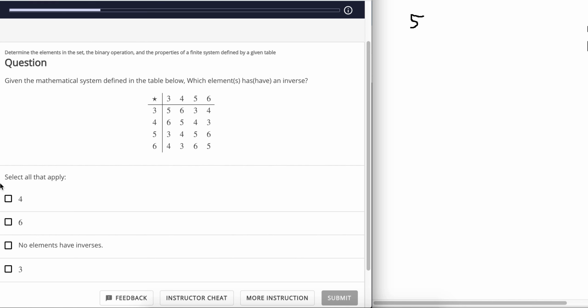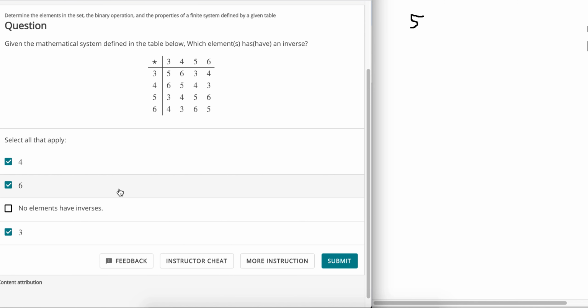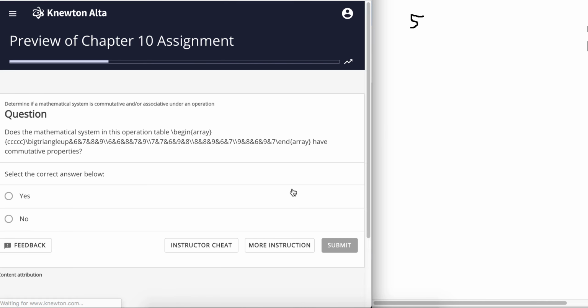They all have inverses. It's a tricky one. They all have inverses, and the inverse is itself, right? You're looking for pairs that would give you the identity. 3 has an inverse. It's 3. 4 has an inverse. It's 4, because 4 paired with 4 gives you 5. That threw me for a loop for a second.